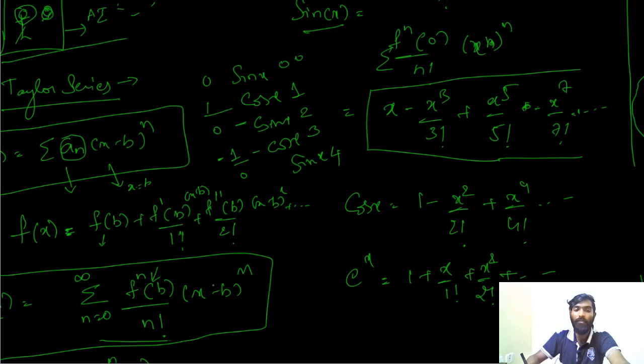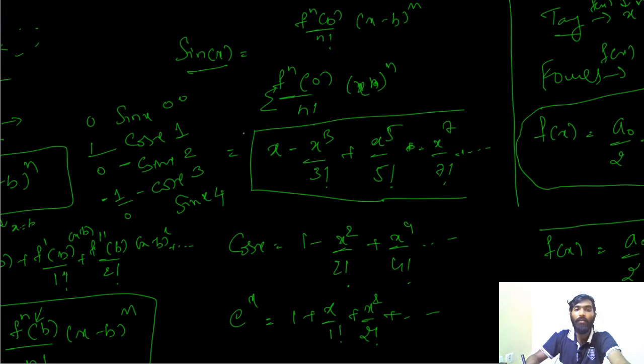If I put b = 0 and take the nth derivatives of sin x and calculate, I get x minus x cubed by 3 factorial plus x to the power 5 by 5 factorial, and so on and so forth. If I take cos x, I get this expansion.